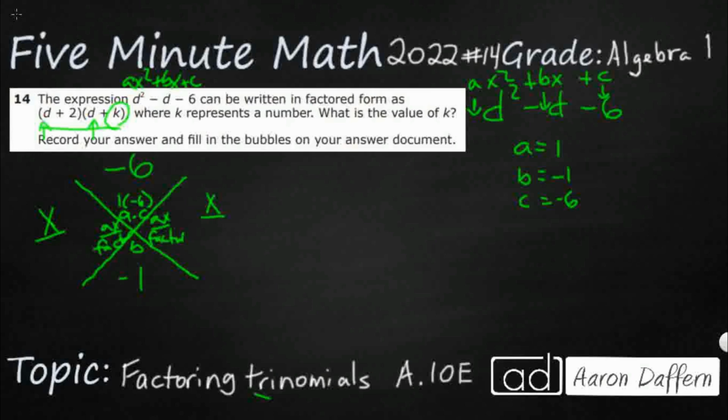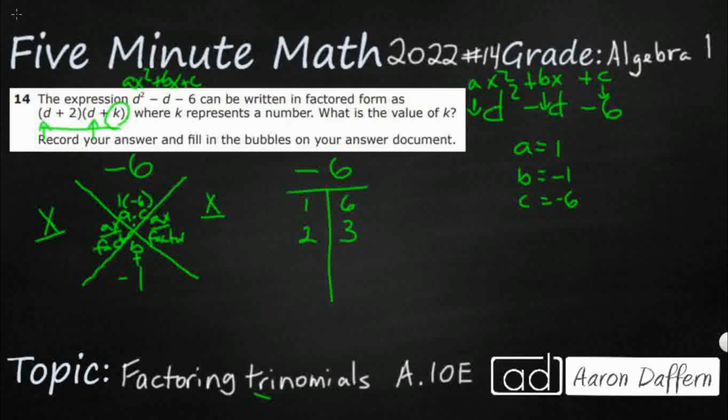So we're looking for two numbers that multiply to negative 6 and that add to negative 1. The fact that it's a negative 6 lets me know one of them is going to be positive, one of them is going to be negative, right? So 6 doesn't have many options. 1 and 6, 2 and 3. That's it. So we need to find a way to make it negative 1.